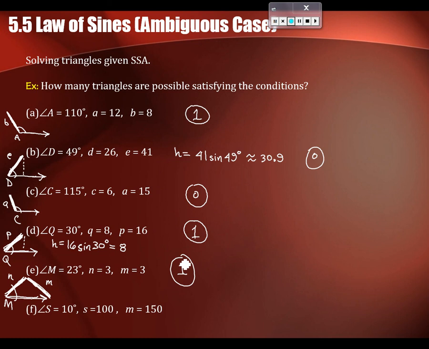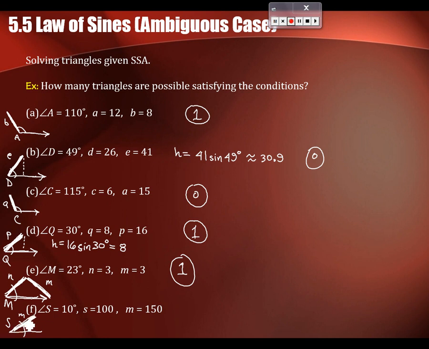Shoot, I hope the last one's ambiguous, or else this is kind of a silly set of activities here. Let's just assume the last one's ambiguous. That's 10 degrees, that's angle S. The opposite side is S. This side is M, and that's 150 units long. What's the height? Can someone compute that?